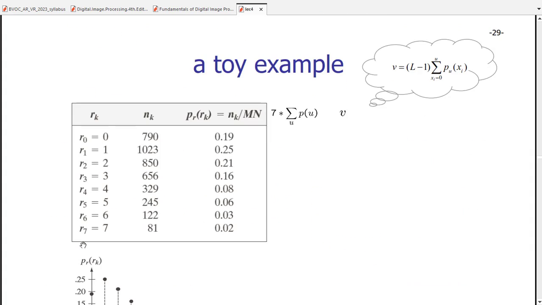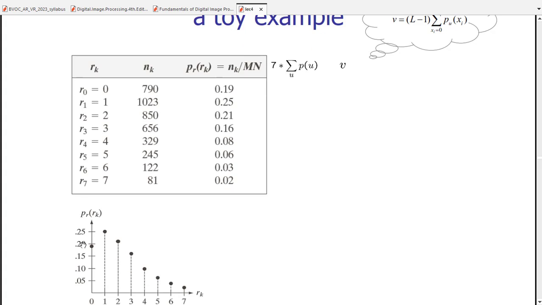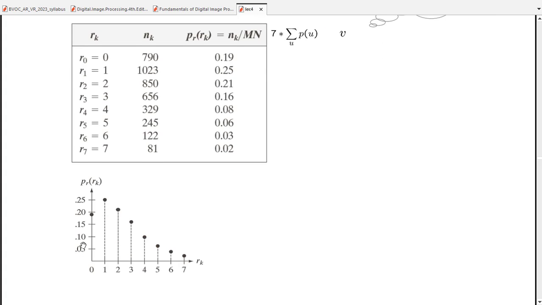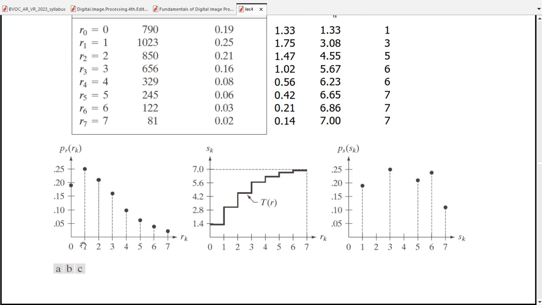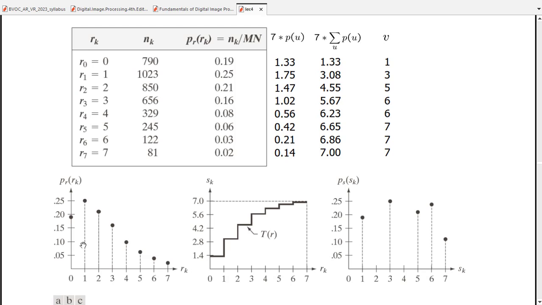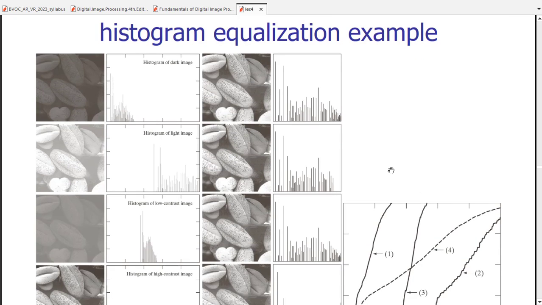It is a toy example. You have the levels R: 0, 1, 2, 3, up to this level, depending on the level values. In the toy example, the tuning levels change through T of R, and then different rounded values 1, 3, 5, 6, 6, 7, 7, 7 will be pointed out from histogram equalization.